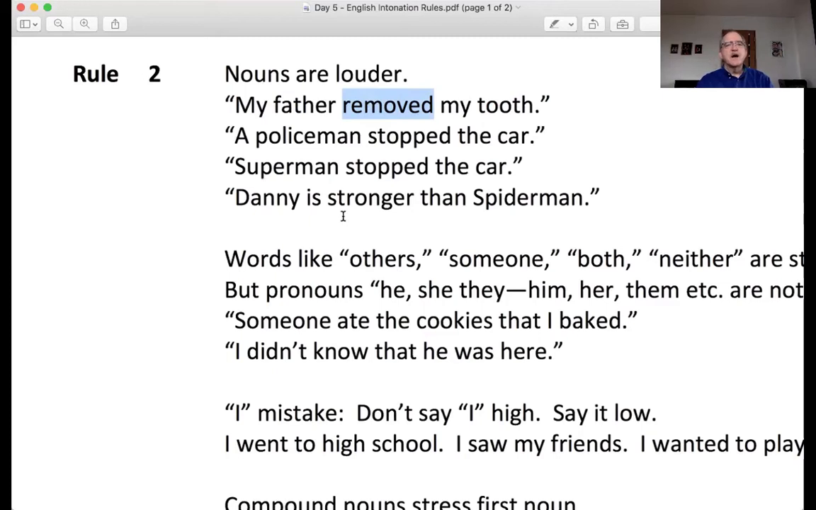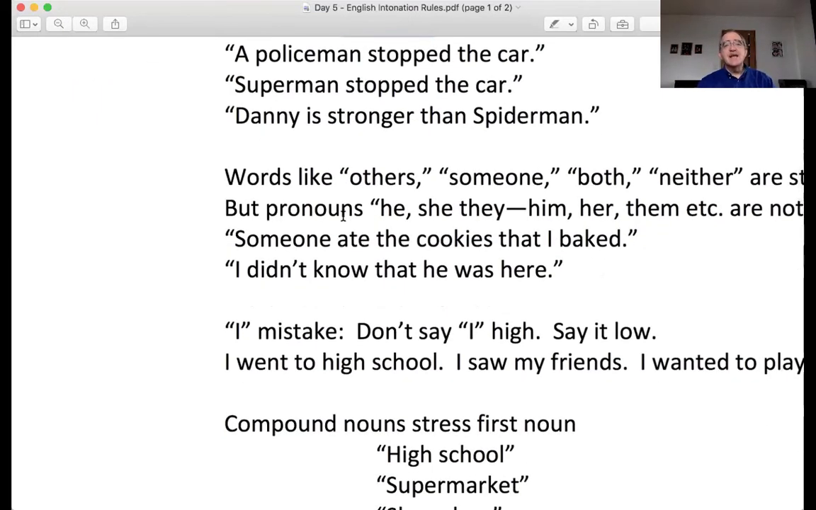Number two, a policeman stopped the car. Okay, do you see my hand? A policeman stopped the car. All right. The next one, Danny is stronger than Spider-Man.